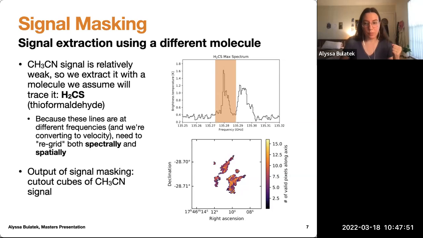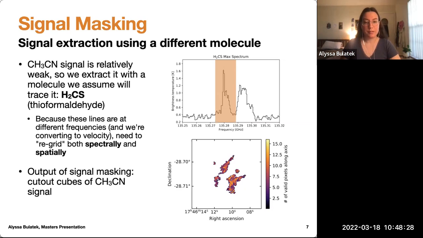The outcome of that was cubes that had signal from methylcyanide isolated from the noise around it. So essentially something that looks sort of like this. This is actually what the mask looks like. We derived this mask from thioformaldehyde. And these cubes were created in a reproducible way, so every time you make these masks, they'll look the same. And the format is also user adjustable, so if you want to change the thresholds of what you consider to be noise and what is signal, you can do that in the tutorials.